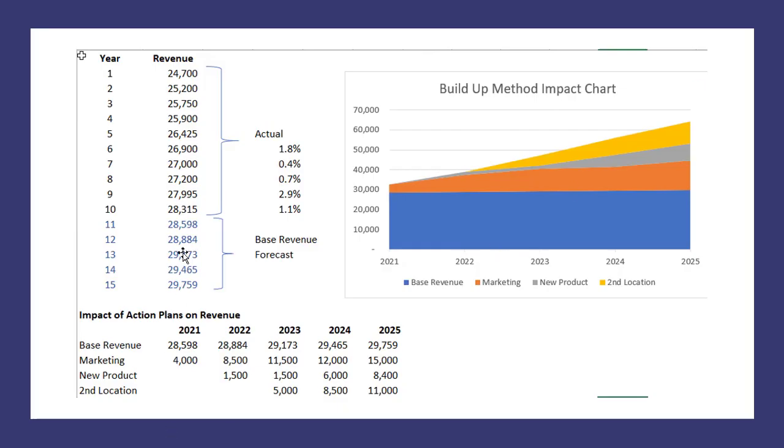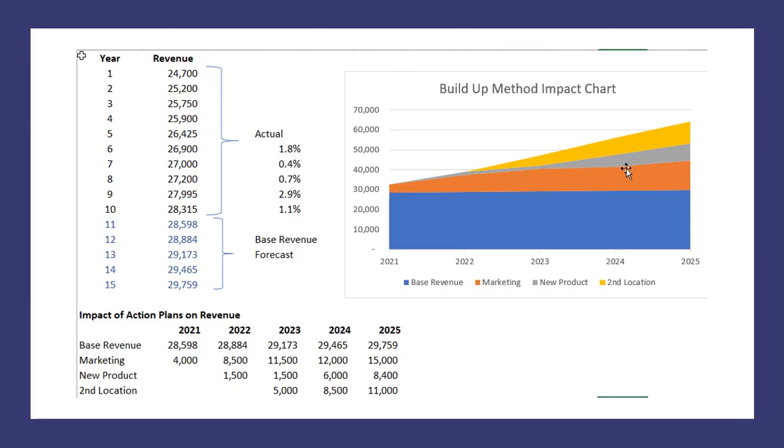Okay, so here we've got a base revenue. Here's our base revenue, 28,598, then 884, 29,173, etc. And this blue part right here is our base revenue. Then they've got three different projects that they're going to go forward with, say a new marketing campaign. That starts in 2021, 2022, etc., and continues to grow. So that's this next one. Then they've also got a new product that's coming out that they expect to increase their margins in an increasing way. And then finally, they're opening up a second location.